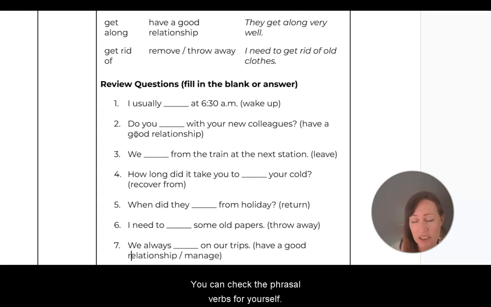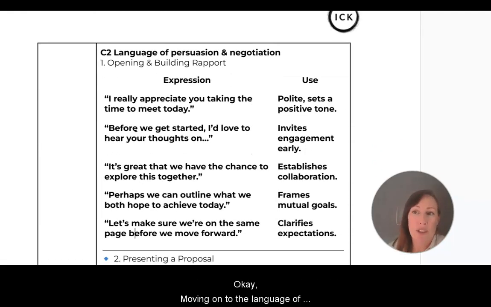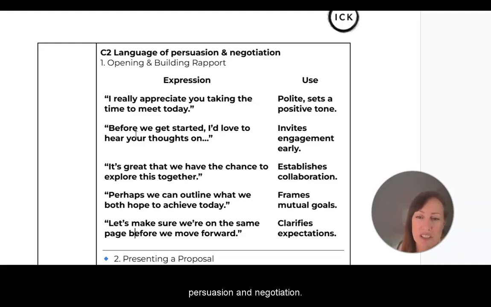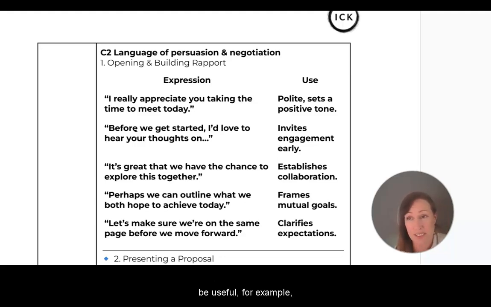A little quiz here, you can check the phrasal verbs for yourself. Okay, moving on to the language of persuasion and negotiation. This is level C2, but you might find if you're level C1 some expressions that could be useful, for example, in your work, especially if you need to negotiate some situations.